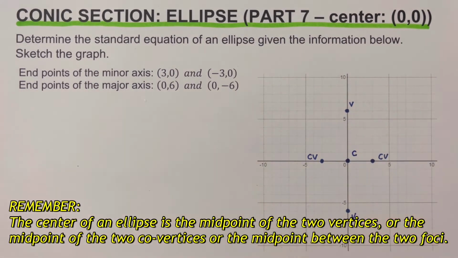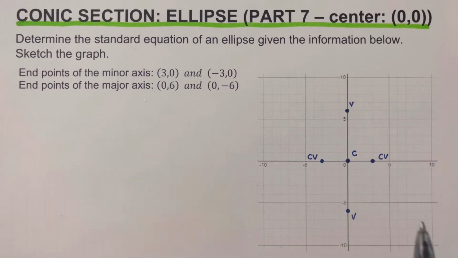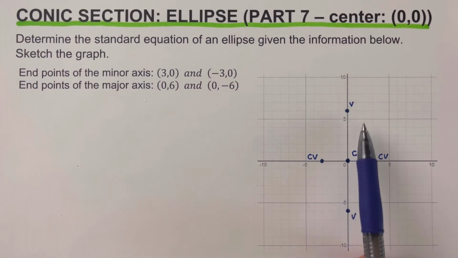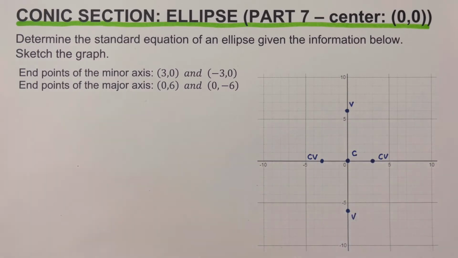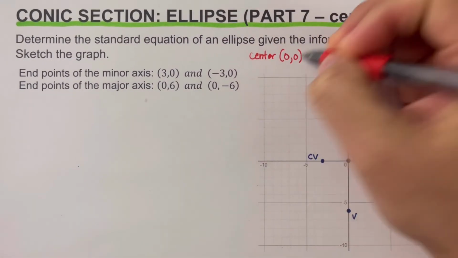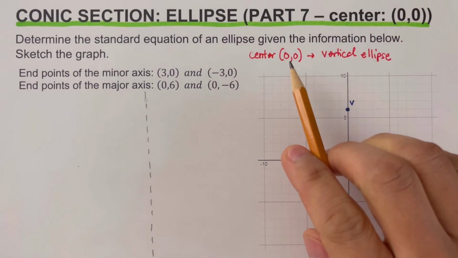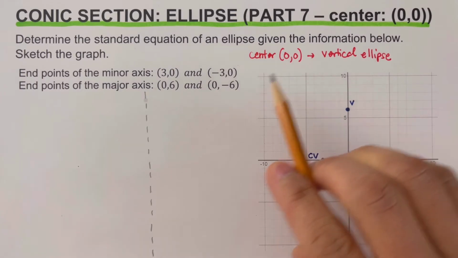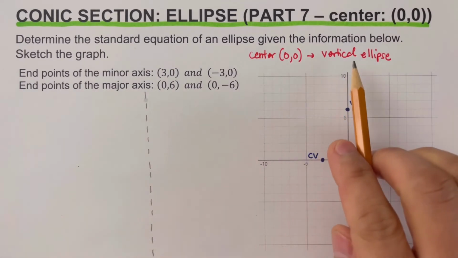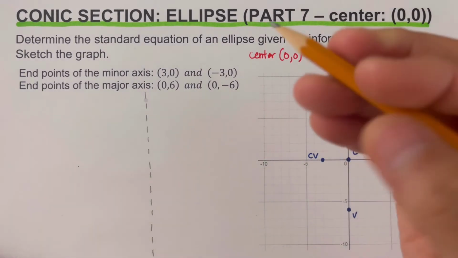Now, looking at this problem further, we can see that this type of ellipse is a vertical ellipse because the major axis is the vertical line right here. So this line is longer than this line segment. So this is a vertical ellipse. So I'm going to write that information up here. Since the center of this ellipse is 0, 0, or at the point of origin, I'm going to write the general formula for the vertical ellipse with center at 0, 0 down here.